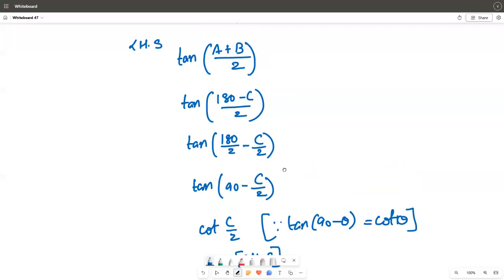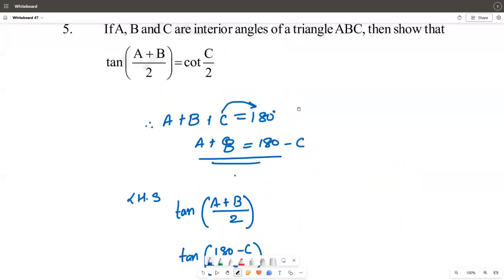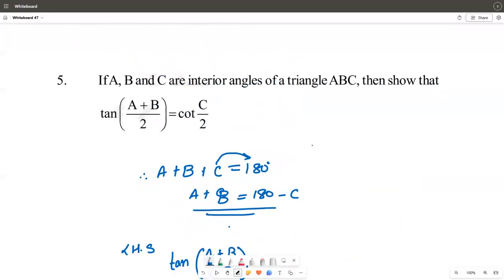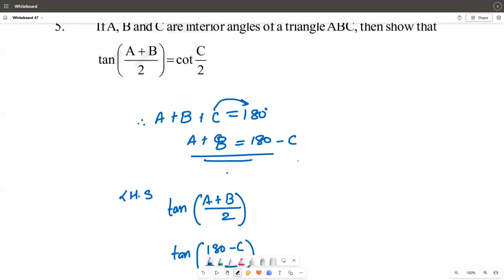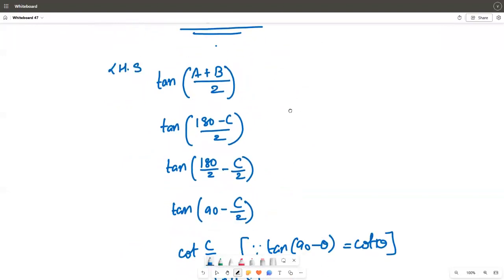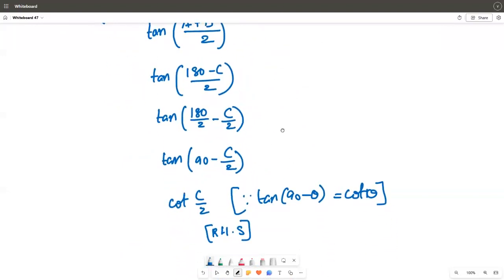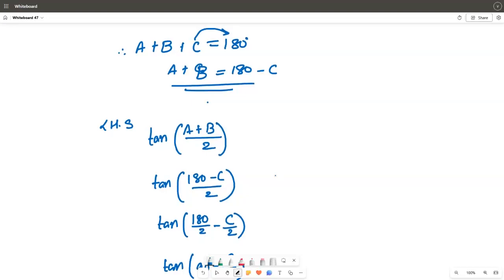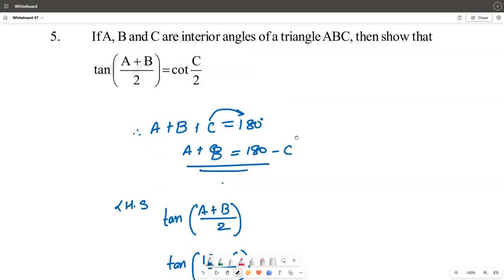So if A, B, C are the interior angles of a triangle ABC, then tan of (A plus B) by 2 is equal to cot C by 2. Initially I took the LHS and substituted A plus B equal to 180 minus C and eventually got the RHS. Therefore, since LHS is equal to RHS, the given statement is proved.